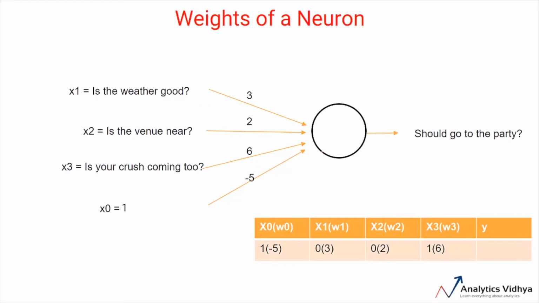So for example, we have taken initially the condition where the crush is more important than the weather or the venue itself. So let's say for example, as represented here, the weather is bad, represented by 0, and the venue is far off, represented by 0. But your crush is coming to the party, which is represented by 1. So when you calculate the sum after multiplying the values of x1, x2 and x3 with their respective weights, we get a sum of 0, 0 and 6. Since 6 is greater than the threshold of 5, you will decide to go to the party.